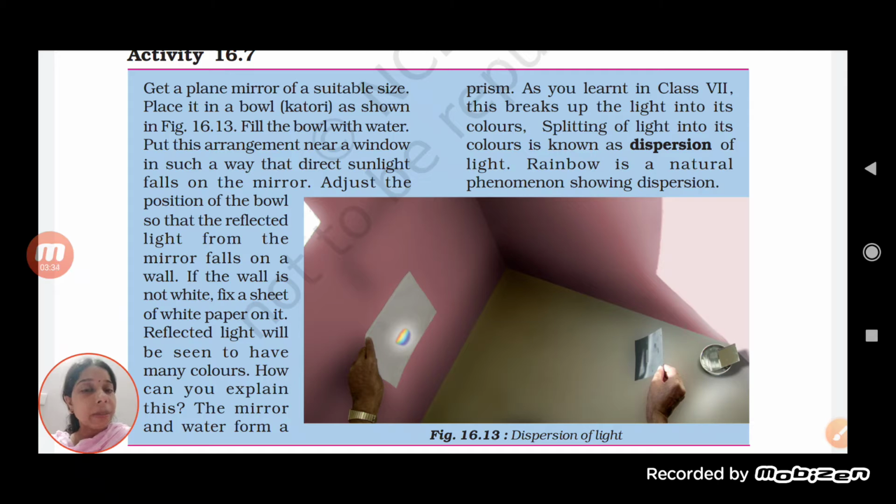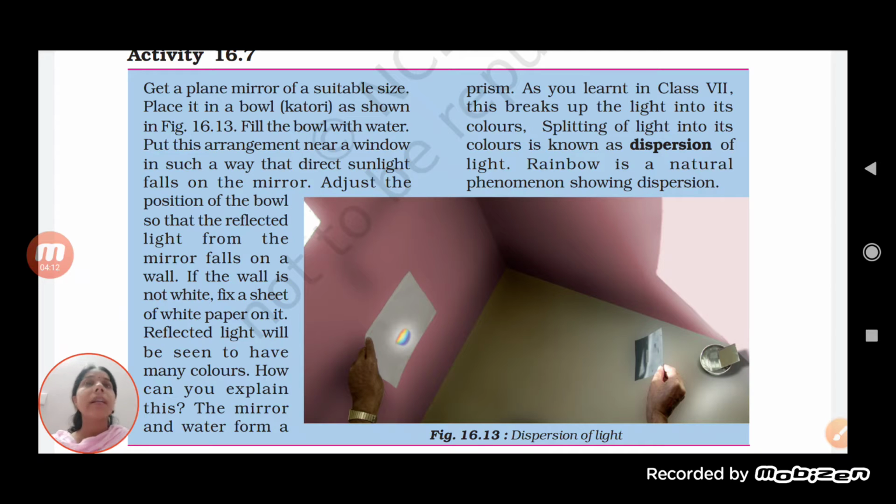How can you explain this? The mirror and the water form a prism. See what happened here. We have taken a bowl or a katori, and we have filled the bowl with water, and we had kept a plane mirror in it. We had kept the bowl in such a way that when the sunlight falls on it, the sunlight falls directly in the water in the bowl as well as on the plane mirror, and after reflection it forms colored images on a white sheet of paper, on a white wall.